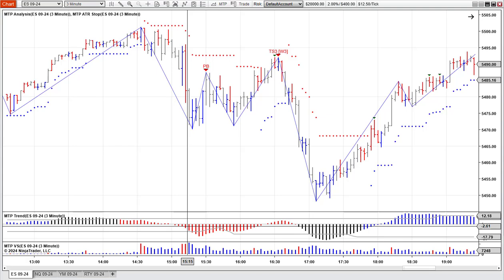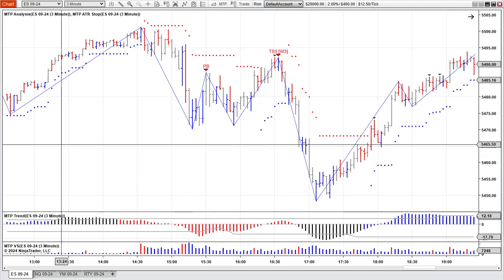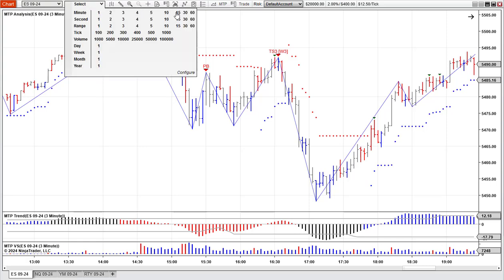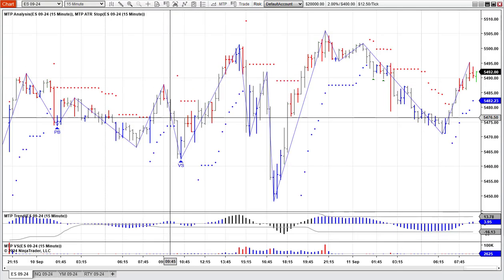So what do I mean by a higher time frame? Well, if you're on a 3-minute chart, you look to go to the 15-minute chart. In other words, we're looking for a time frame between 3 and 5 time frames higher. If you're say looking at a 15-minute forex, you'd probably go out to the hourly. If you're looking at a daily, you'd go out to the weekly. So you're looking for a time frame between 3 and 5 time frames higher.